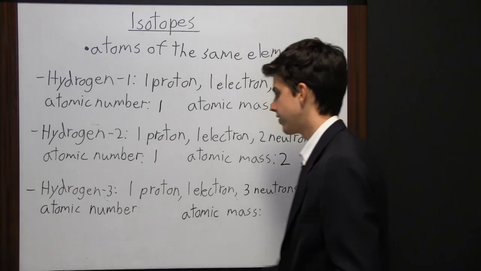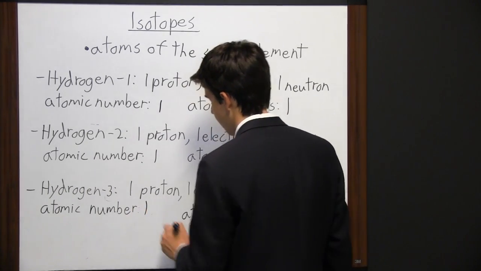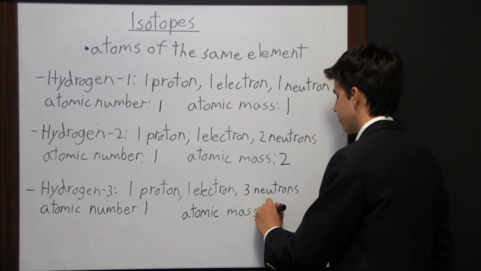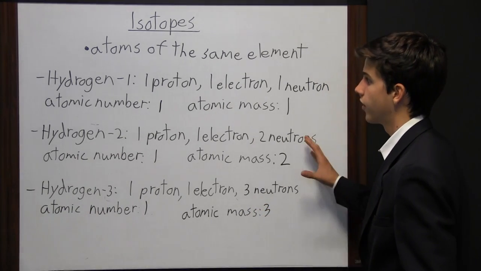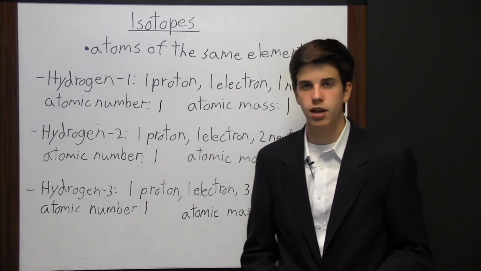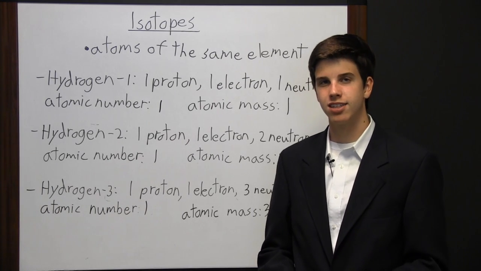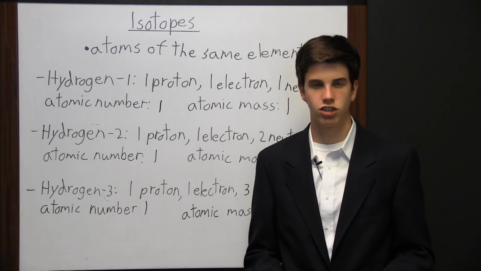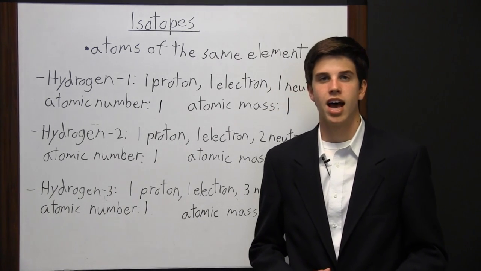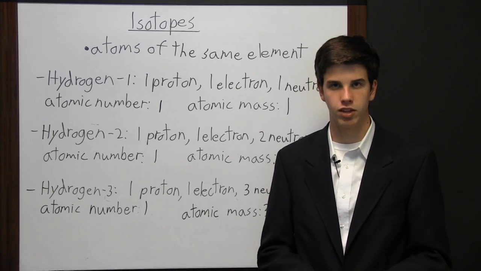Now the third example we have is hydrogen-3. Again, there's 1 proton and 1 electron. That's not going to change. So the atomic number is still 1, and then the atomic mass is going to be 3. So that's 3 examples of different isotopes of the same element. Now, isotopes of any given element are going to behave the same chemically. This happens because chemical activity is determined by the number of valence electrons, not the number of neutrons. So all isotopes of a given element have the same number of valence electrons, so they behave the same chemically.